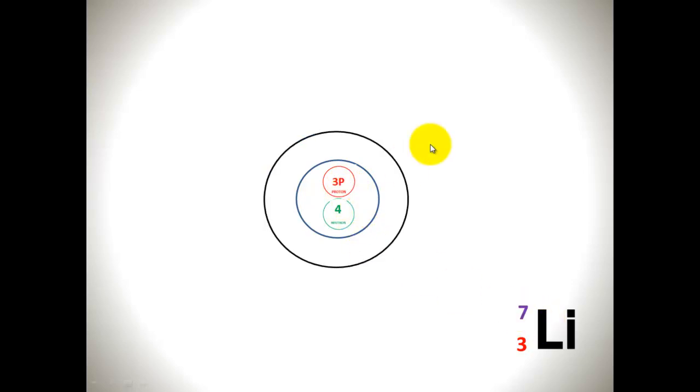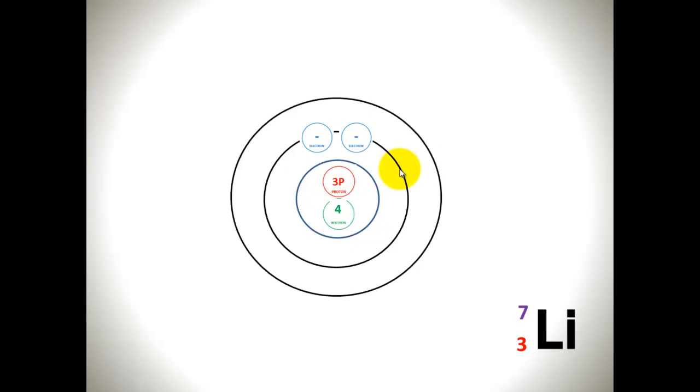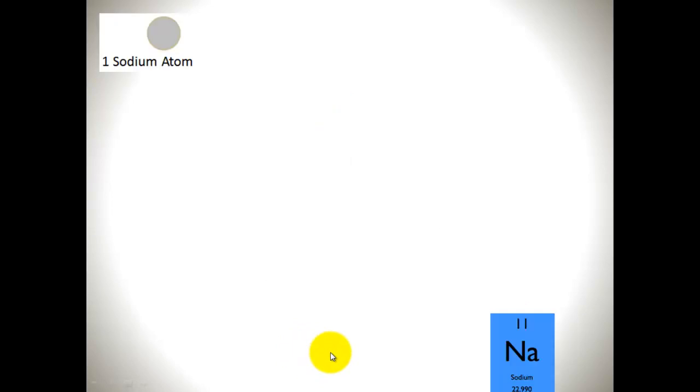Okay, so let's have a look at lithium. Lithium has 3 electrons in a neutral atom, because there are 3 protons. So here's lithium: we have 3 protons and 4 neutrons. In the first shell there are 2 electrons, and in the next shell there will be 1 electron. That gives us a total of 3 electrons. So the electronic configuration of lithium is 2, 1.